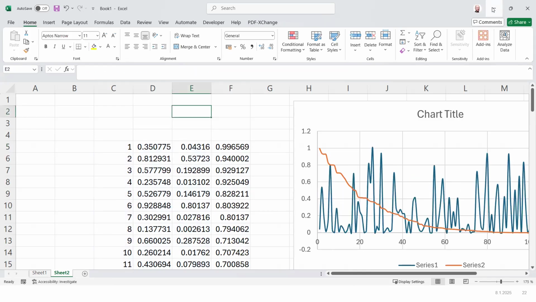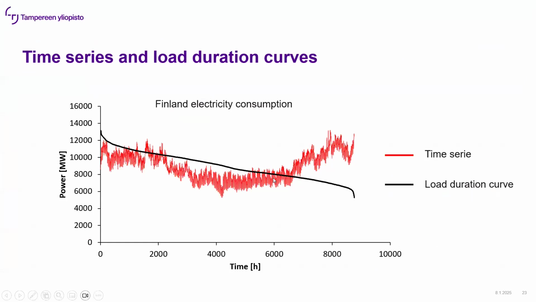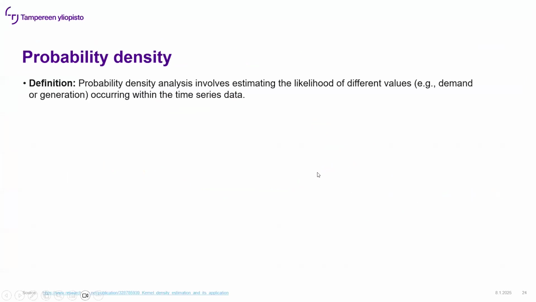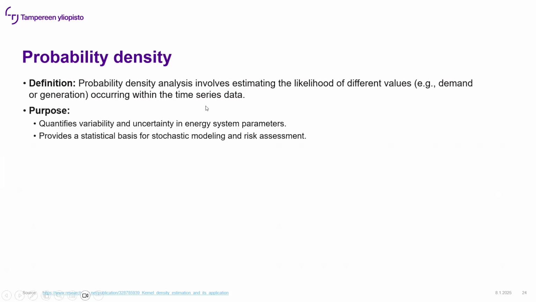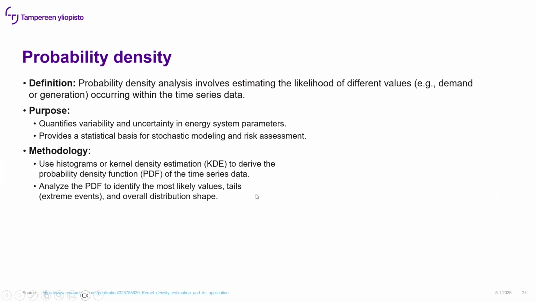And now we have a bit more parabolic, exponential decay type of deal. So what else? Probability density. This analysis involves estimating the likelihood of different events occurring within the time series data, quantifies variability and uncertainty in these parameters, and provides a statistical basis for stochastic modeling and risk assessment.